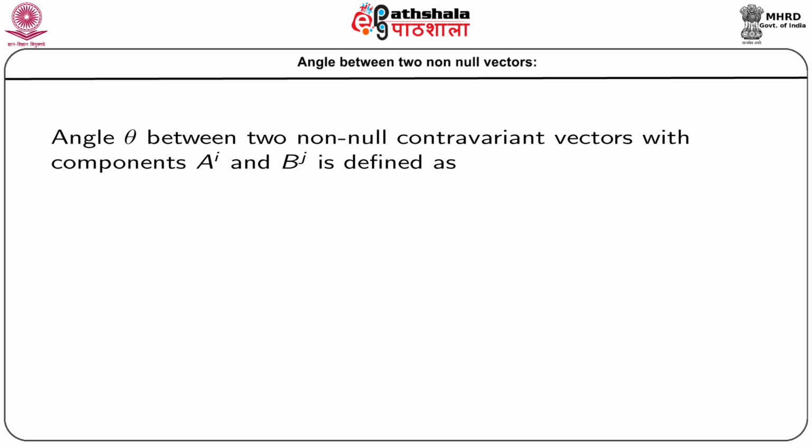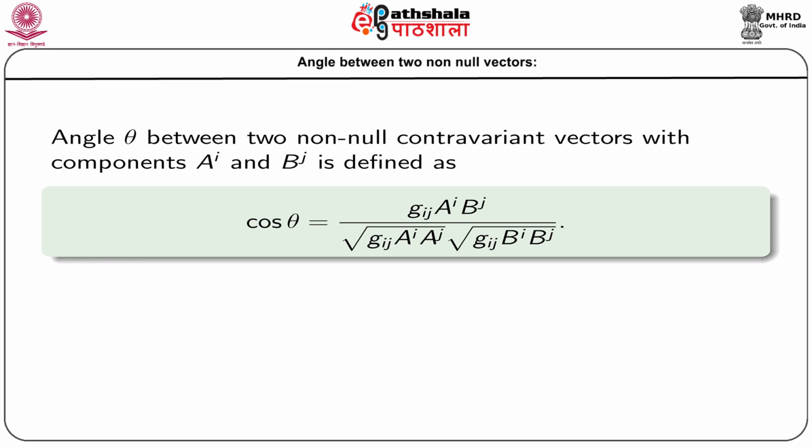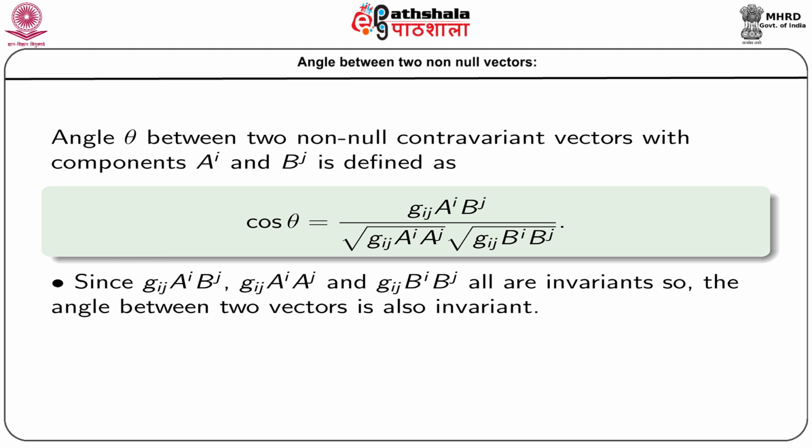So, for general vectors, that means they are not unit vectors, the angle θ between two contravariant vectors whose components are a^i and b^j can be defined in this way: cos θ = g_ij a^i b^j divided by root over g_ij a^i a^j into root over g_ij b^i b^j. Since g_ij a^i b^j, g_ij a^i a^j and g_ij b^i b^j are all invariant, the angle between two contravariant vectors is also invariant.